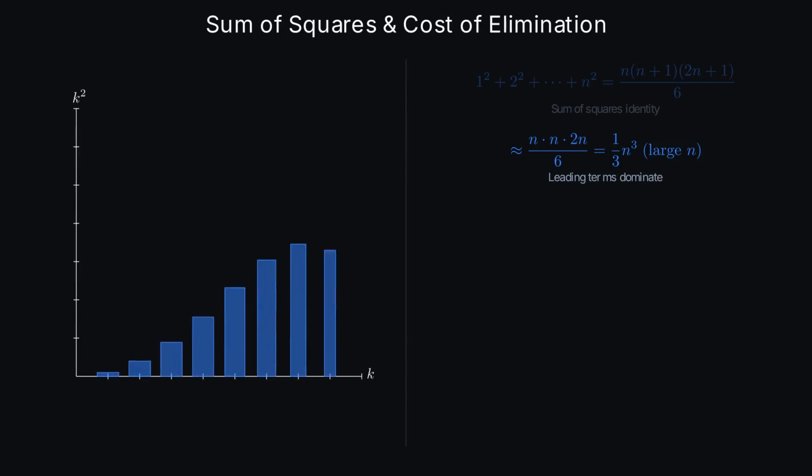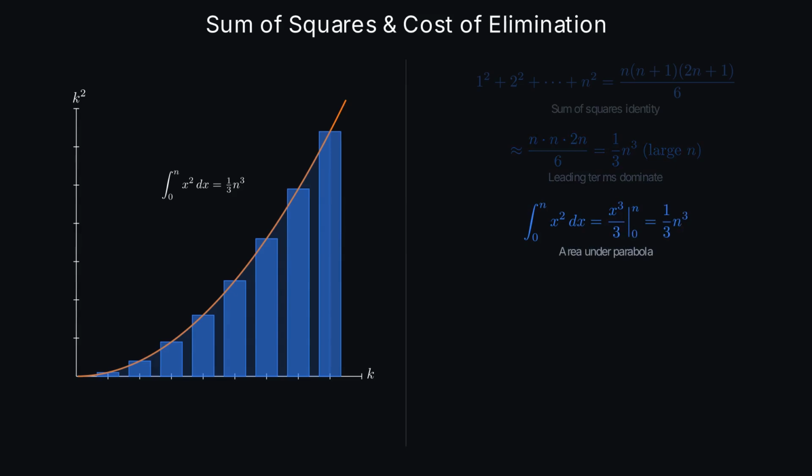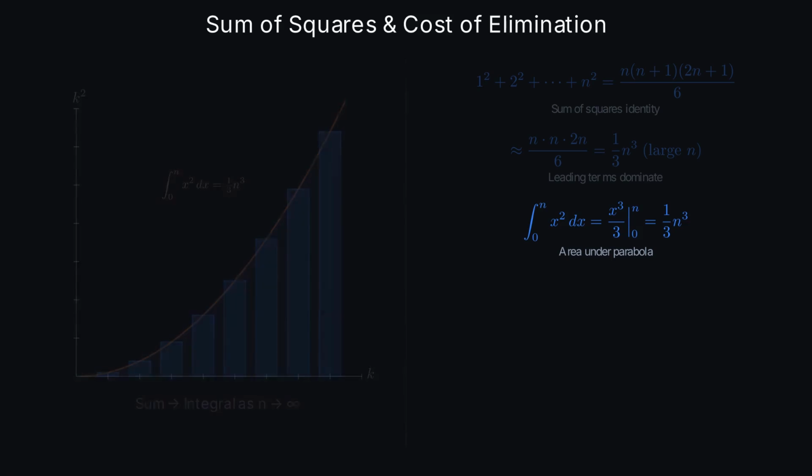Here's the intuition. Plot each k² as a bar on a chart. Now overlay the smooth curve y equals x². The area under that curve from 0 to n is the integral of x² dx, which equals x³ over 3, giving us 1/3 n³. As n grows, the discrete sum and the continuous integral converge toward each other.